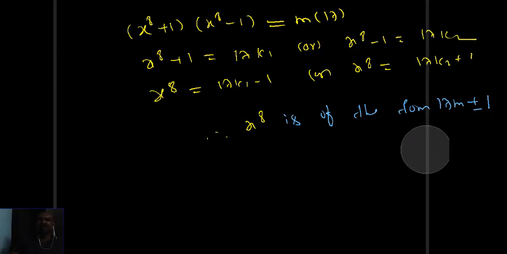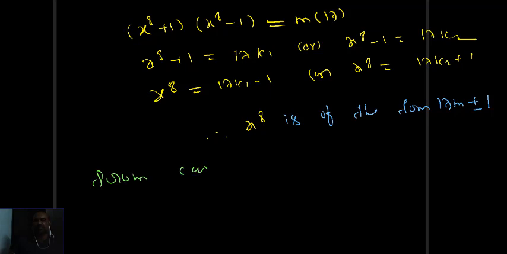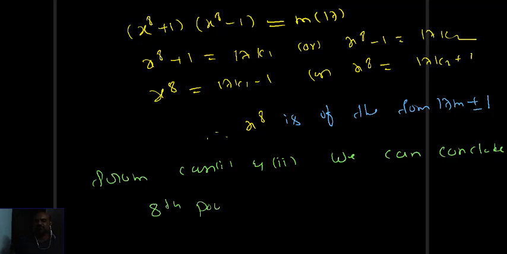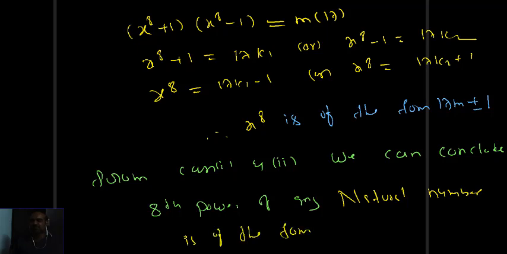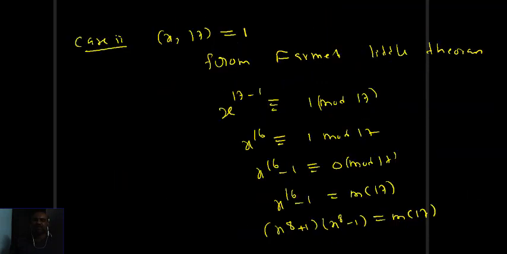From case 1 we got that x is of the form 17m only. So I can write from case 1 and 2 we can conclude eighth power of any natural number is of the form 17m or 17m plus or minus 1. Very important model. Very important model.